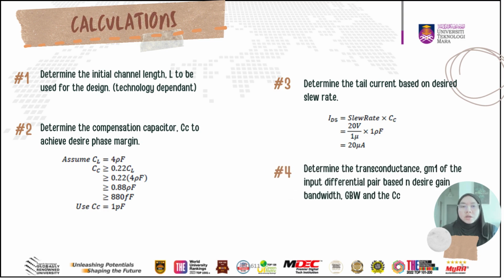Step number 4, we will determine the transconductance GM1, based on the desired gain bandwidth and the compensation capacitance that we have calculated in step number 2. So GM1 is given by gain bandwidth times the compensation capacitance times 2 pi. The gain bandwidth that we desire here is 50 megahertz, times the 1 picofarad that we have calculated before, times 2 pi. So we get GM1 as 315 microsiemens.